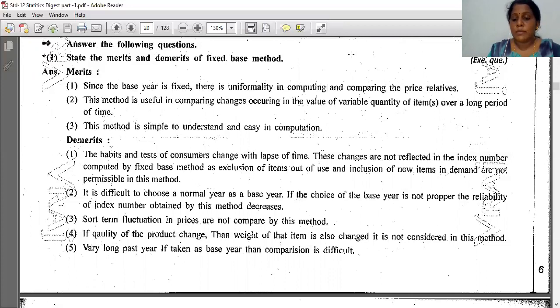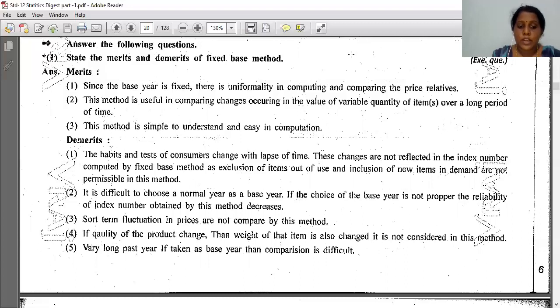If the choice of the base year is not proper, the reliability of the index number obtained by this method decreases. So the main thing is, if we do not select base year properly, then our answer will not be proper. Right. Now third is short term fluctuation in prices are not compared by this method.